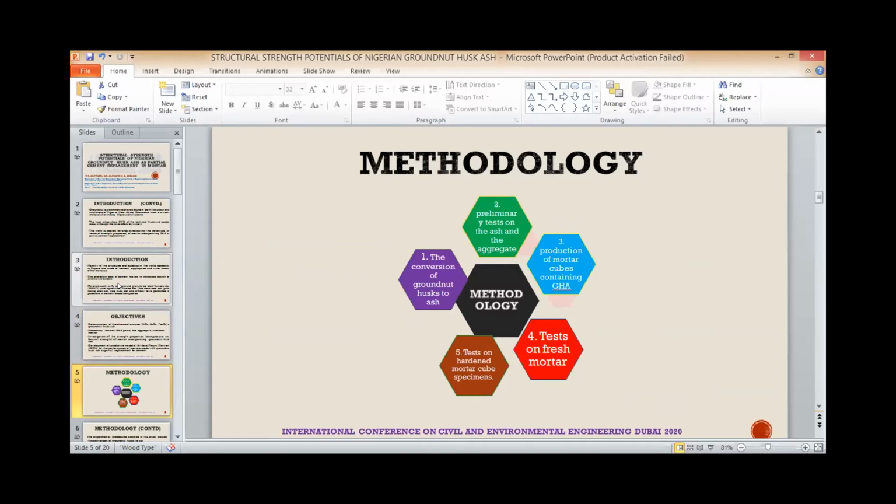Methodology. Experimental procedures adopted in the study include conversion of groundnut husks to ash, preliminary tests on the ash and aggregates, production of mortar cubes containing groundnut husk ash as partial replacement at 0, 5, 10, 15, and 20% replacement levels. Prisms 100 by 100 by 400 were produced for flexural tests. Compressive and flexural testing of cubes and prisms cured for 7, 14, 28, 56, and 90 days in accordance with standard civil engineering procedures.